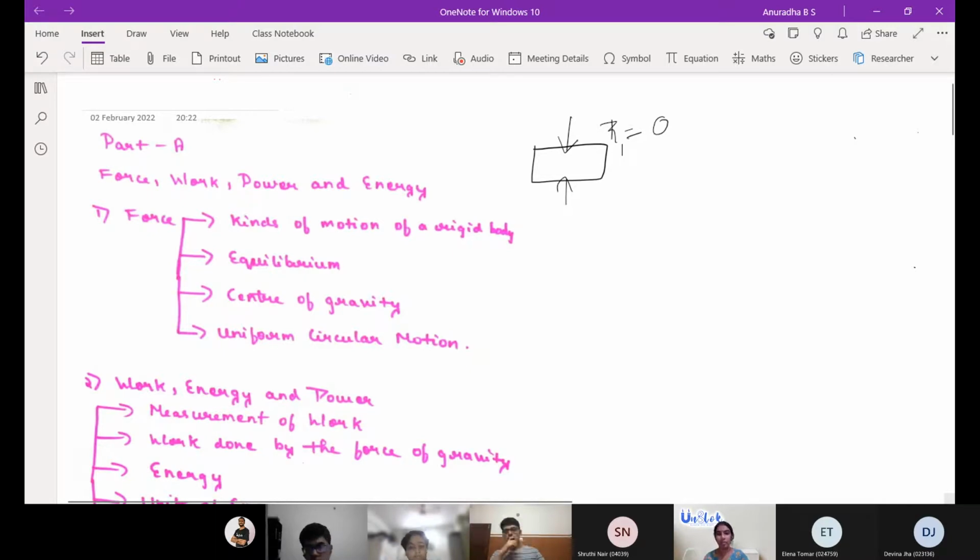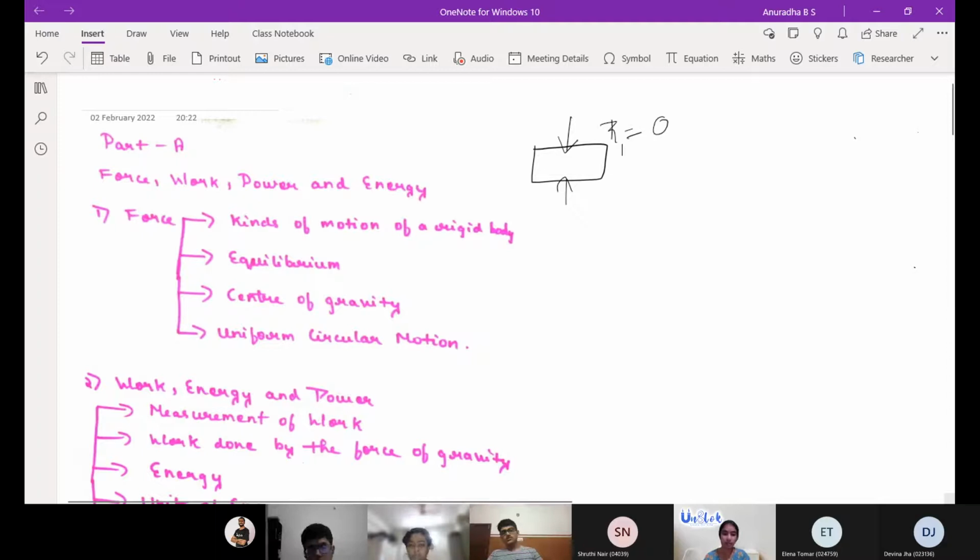Okay, and then what about speed and velocity? What is the difference between speed and velocity? Speed is scalar, velocity is vector. Speed is related to distance: distance by time taken is called speed. Displacement by time, the rate of change of displacement, is velocity. There you learnt about motion in one dimension.